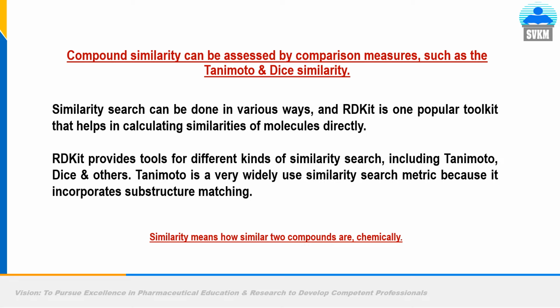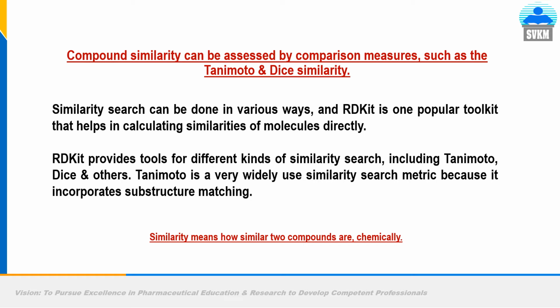If two compounds are similar, how much similar they are, for that we have one famous formula which is called the Tanimoto index. Similarity search can be done in various ways. RDKit is a Python cheminformatics library to implement various steps on drug-like molecules. RDKit is one of the popular toolkits that help in calculating similarities of molecules directly. RDKit provides tools for different kinds of similarity search, including Tanimoto, Dice and others.